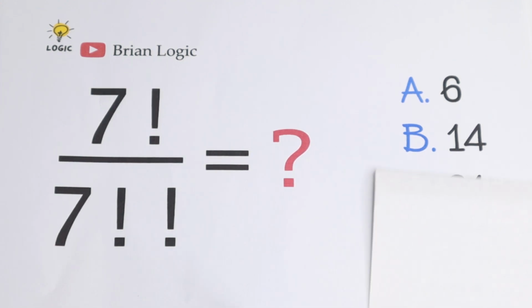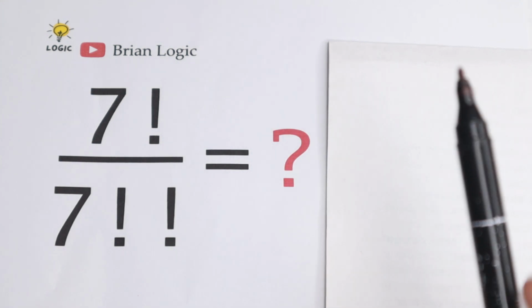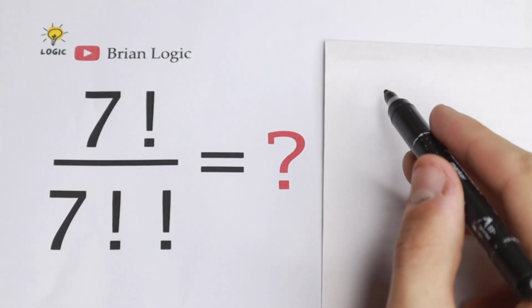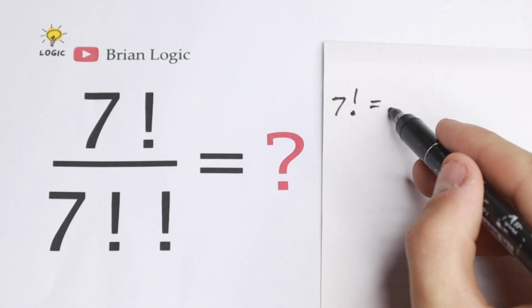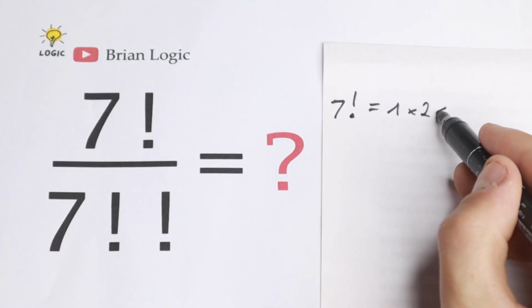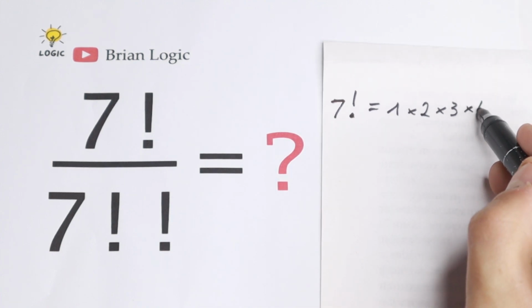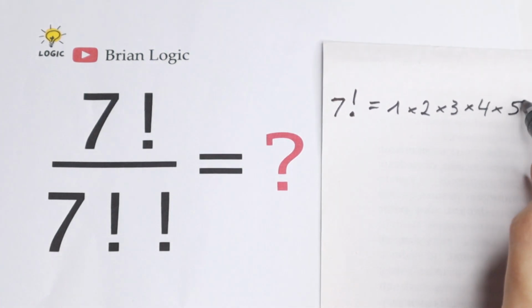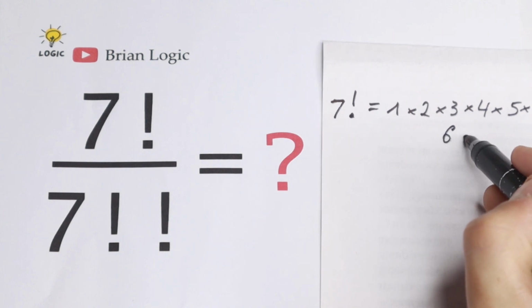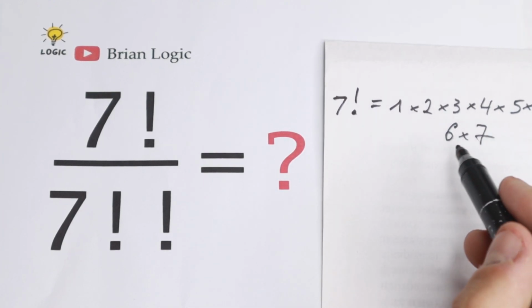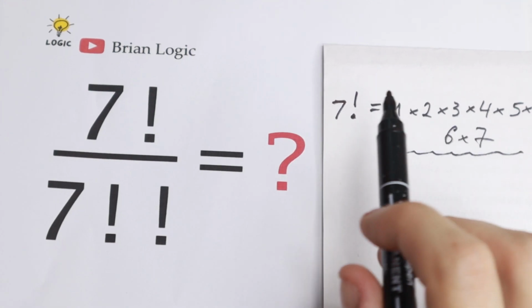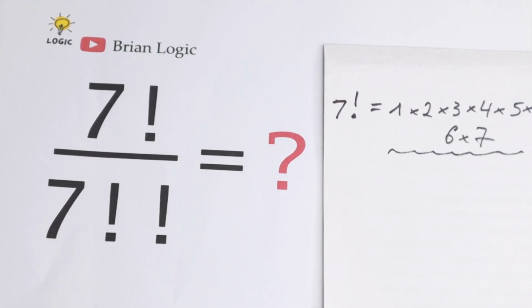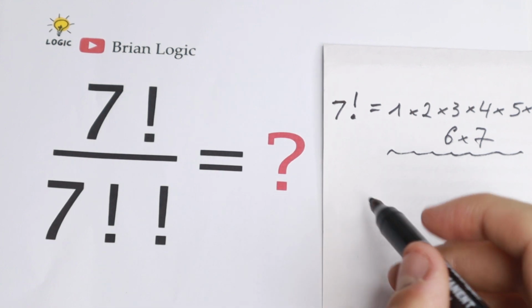We have 7 factorial in our denominator, so we all know that 7 factorial is a product from 1 to 7. So 1 times 2 times 3 times 4 times 5 times 6 and times 7. We all know that this is a product from 1 to 7. But what about 7 with the double factorial sign? How can we solve this one in our denominator?